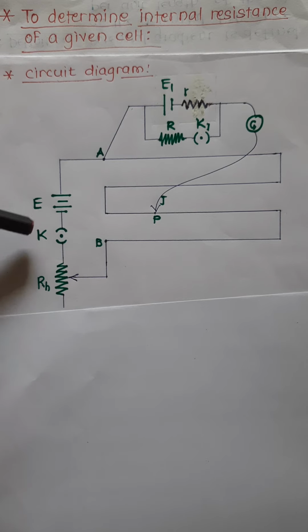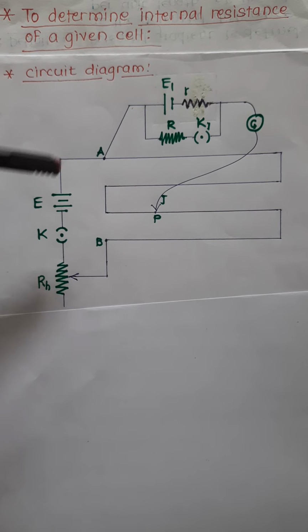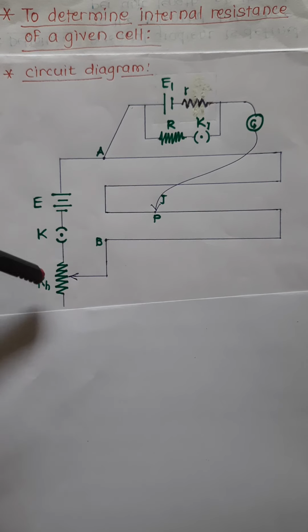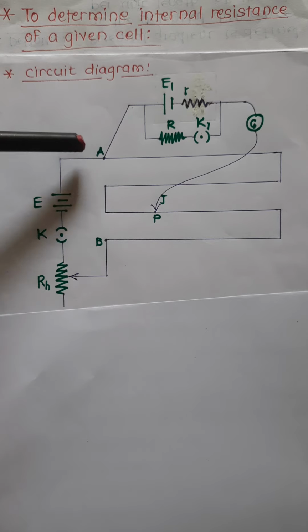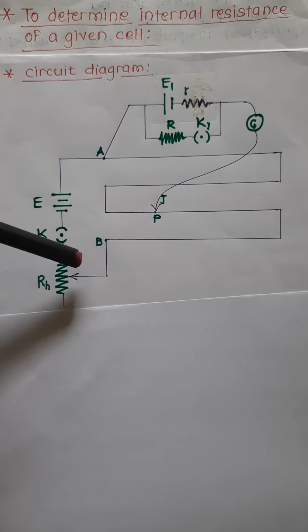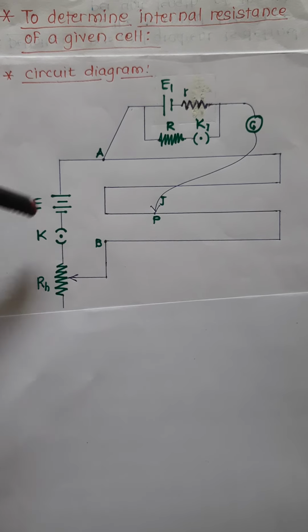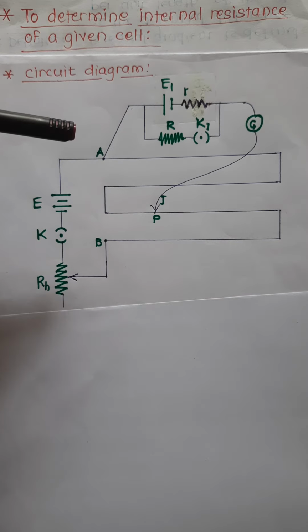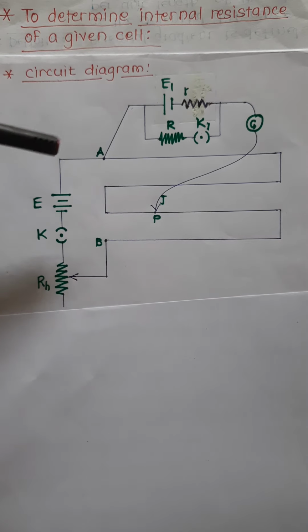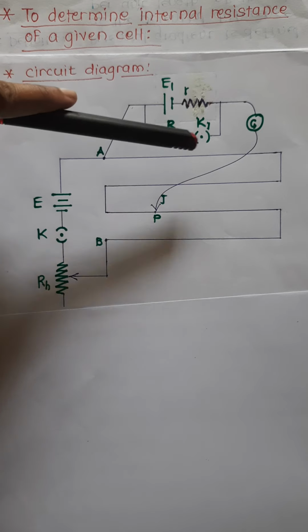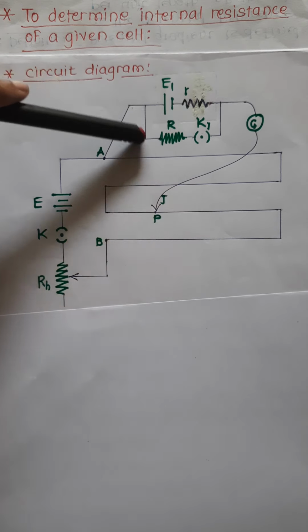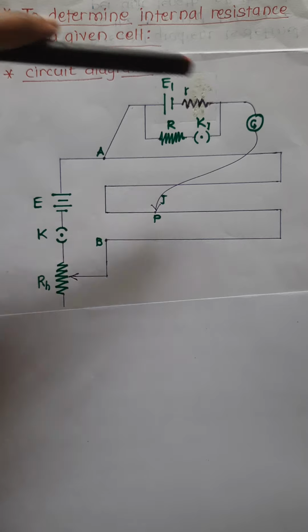Close key K and pass current through the circuit by adjusting rheostat. Now touch jockey at point A and point B so that galvanometer should show deflection on both sides of the zero of the galvanometer. To get that, we can adjust rheostat. Now for first part, this key K1 is kept open. Means this resistance box is not included in this circuit.